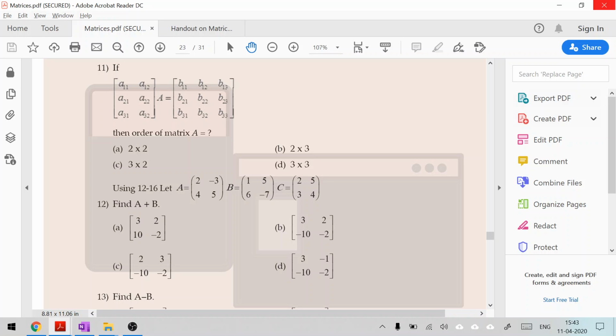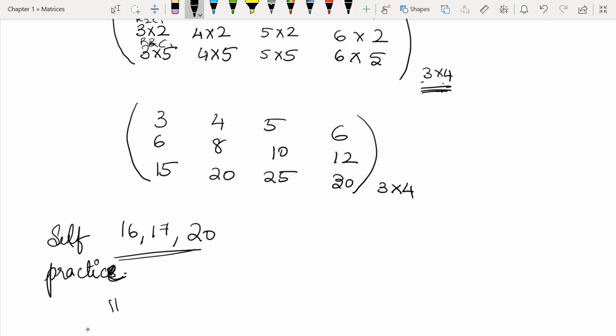Question number 11: you have one matrix, then it is multiplied by another matrix A, and what you get is a resultant matrix. They're asking you what is the order of matrix A. This is just a logic question. You don't have to do any working. All you have to see is the first matrix: how many rows? 1, 2, 3. So columns is 2. Let me write here, the first matrix is of the order 3 by 2.